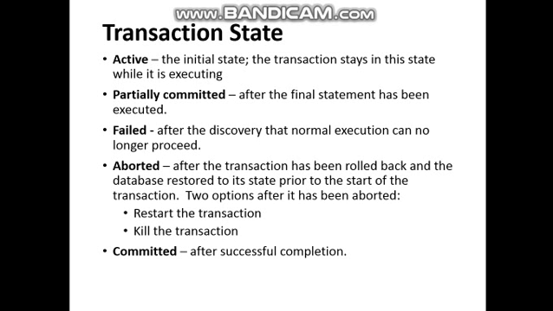There are two options after it has been aborted: first is to restart the transaction or to kill the transaction. We realize this when we withdraw some amount from an ATM machine. If the amount is deducted but the ATM machine has not thrown the amount out of the machine, at that time it will not restart the transaction. It will first roll back all the transactions, meaning your deducted amount will be rolled back to your account, and then it will kill the transaction. Finally, the committed state.